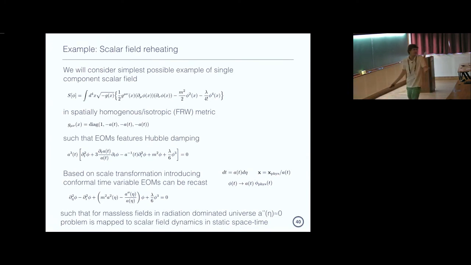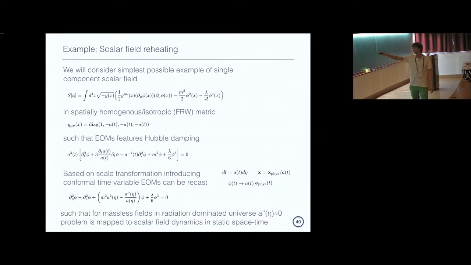But if you assume that your field is massless, then this first term goes away. And if in addition you assume that by the time this field needs to thermalize, the universe is already dominated by radiation, then you'll find that this second derivative with respect to eta of the scale factor will also vanish. And then you're basically back to just studying thermalization of a scalar field theory in a fixed box. So you've absorbed the full expansion dynamics into just the rescaling of your fields. And so that's the example that we're going to be looking at.